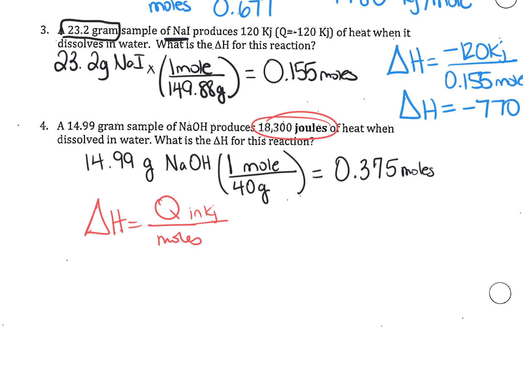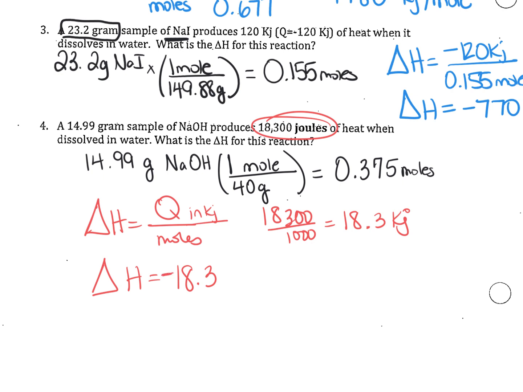So I'm going to take 18,300. I'm going to divide it by 1,000. That means I have 18.3 kilojoules of energy. So to calculate my delta H, I'm going to take 18.3, and it does say that this is energy being produced, so that means it's exiting, and I'm going to divide it by my number of moles, 0.373 moles, and I'm going to find that my delta H is 48.8 kilojoules per mole being released.